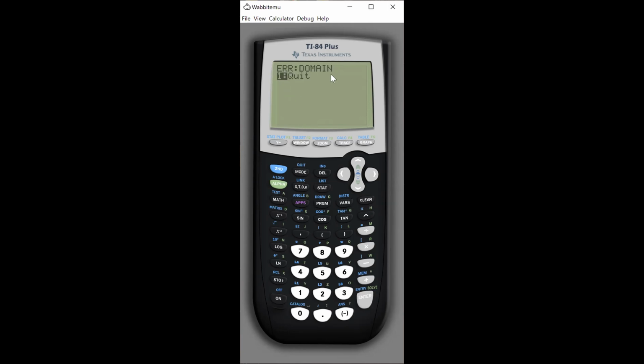All right, so if you look at it, it gave me an error. It told me there's a domain error. The reason it's giving me a domain error is because I put X as a decimal, and it doesn't like that, because the X value should always be a whole number. It should never be a decimal value.